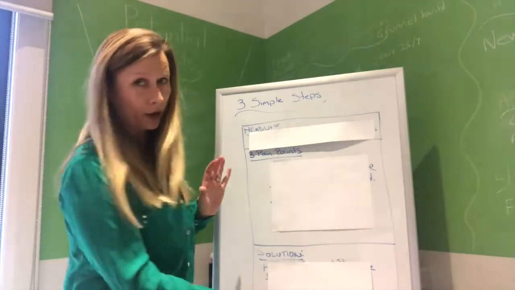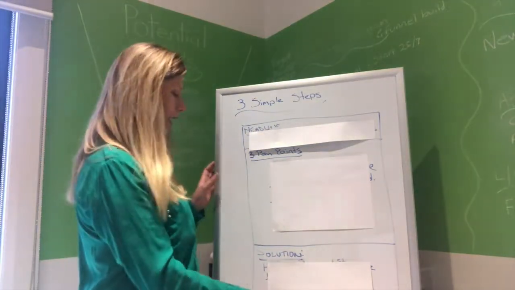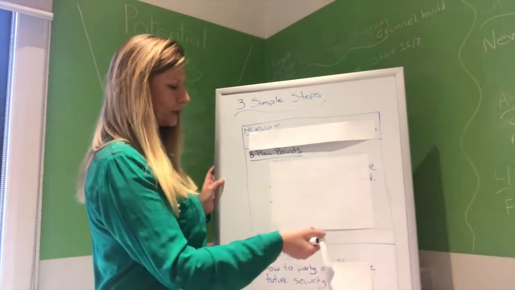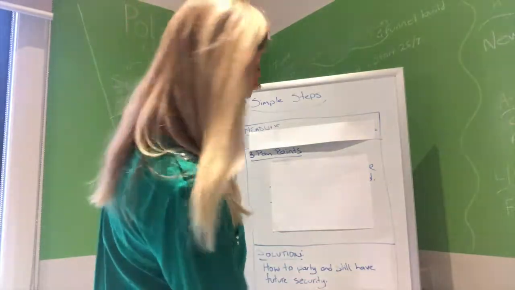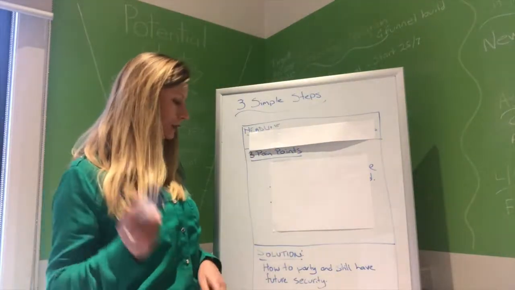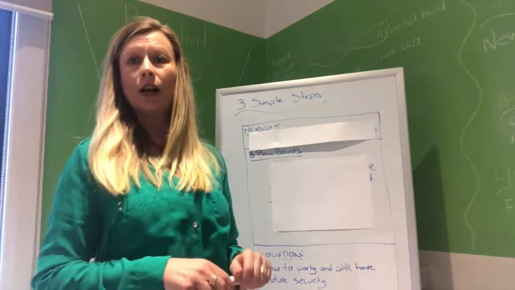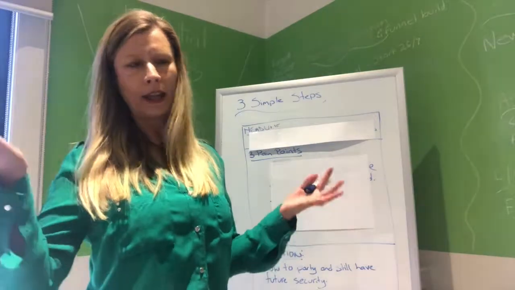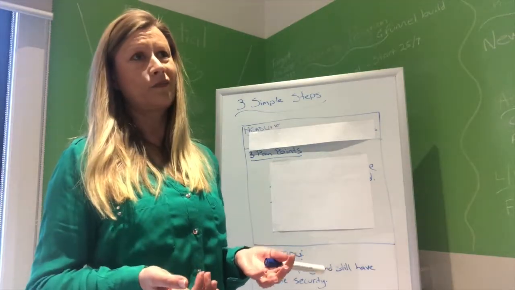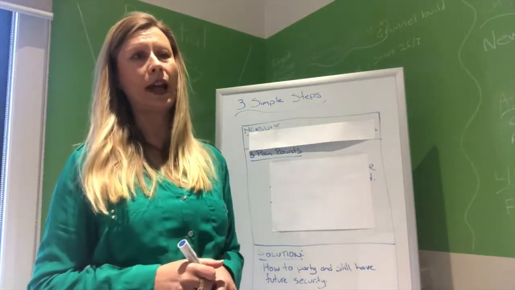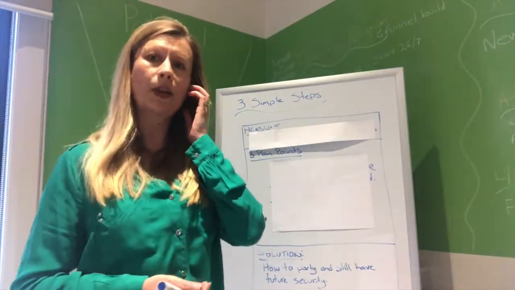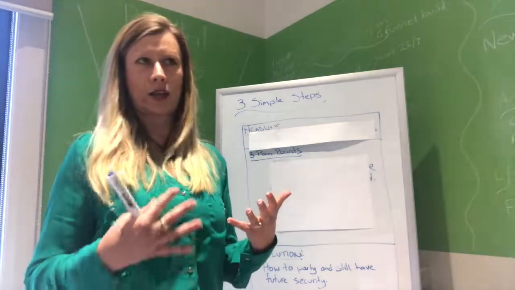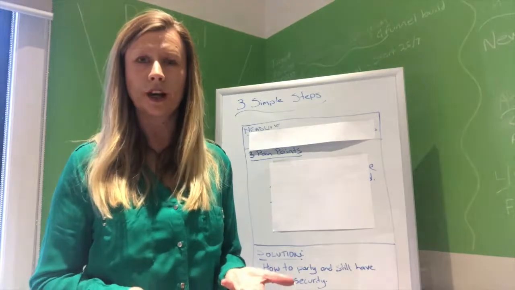Well, like I said, we're reverse engineering, so we'll start at the bottom with the solution we're going to offer them. I've pre-written these just to save you watching me write. The solution is: how to party and still have future security. Because these guys don't want to give up what they're doing. They're loving life at the moment, they're getting some great income, and they want to party. They want to have it all. To tell them to put money aside and not do any of that would be pretty much something they don't want to hear about. So how do we make this enticing enough for them to actually want to listen, right?